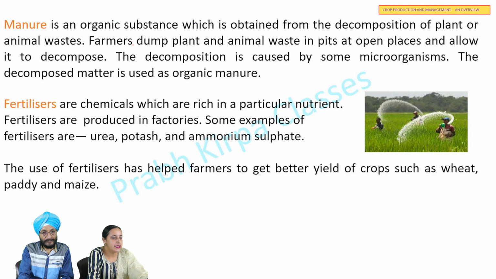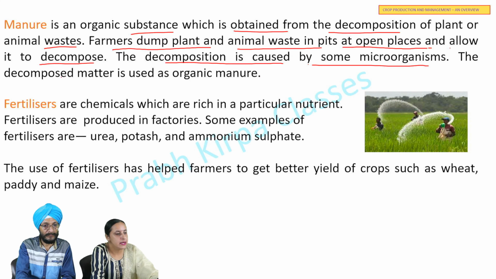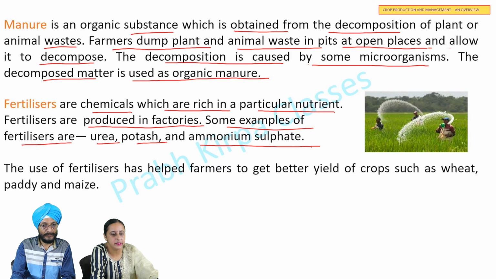Manure is an organic substance which is obtained from the decomposition of plant or animal waste. Farmers dump plant and animal waste in pits at open places and allow it to decompose. The decomposition is caused by some microorganisms. The decomposed matter is used as organic manure. Fertilizers are chemicals which are rich in a particular nutrient. Fertilizers are produced in factories. Some examples of fertilizers are urea, potash, and ammonium sulfate.